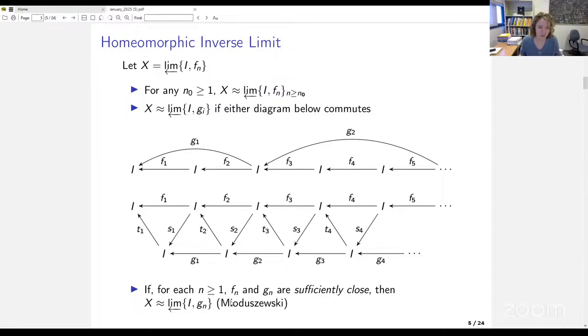Finally, I won't go into this one too much, but it will be used, so I'll just touch on it. If we have inverse limits with bonding maps Fn and Gn, and for each n these bonding maps Fn and Gn are sufficiently close according to criteria defined by Mioduszewski, then we have a homeomorphism. I won't go into the criteria, but it just means these bonding maps are approximately the same.